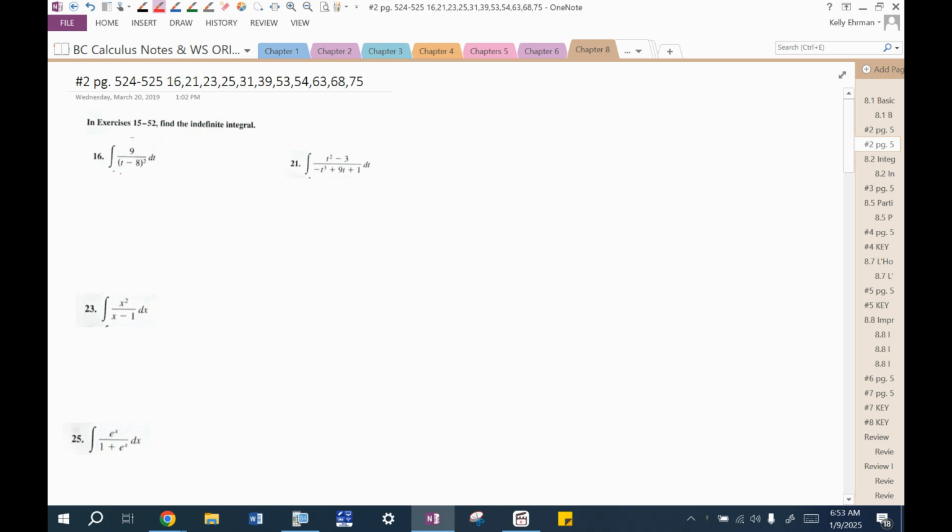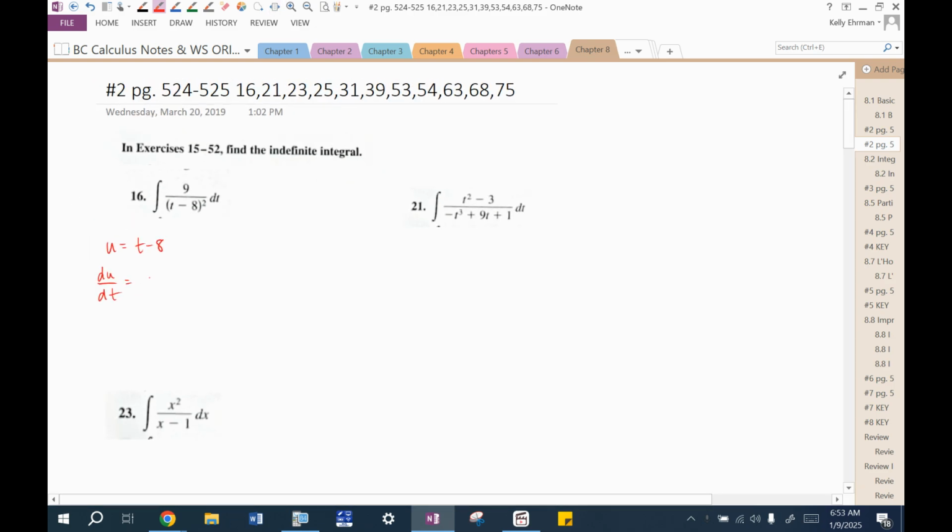So, looking at this first one, u would be t minus 8. du/dt would be just 1. So in place of dt, I can just put du. And this is going to be u squared, and the 9 can get pulled out in front. So this can be 9 times the integral of 1 over u squared, or u to the negative 2, du. And then to integrate that, you add 1 to your exponent, so this becomes u to the negative 1 divided by negative 1. There's a plus c there.